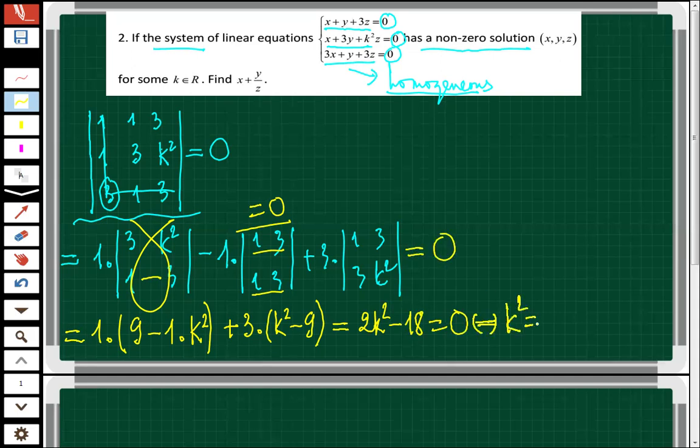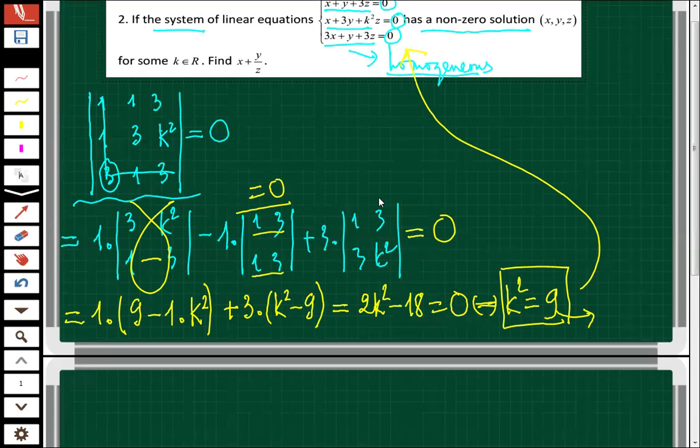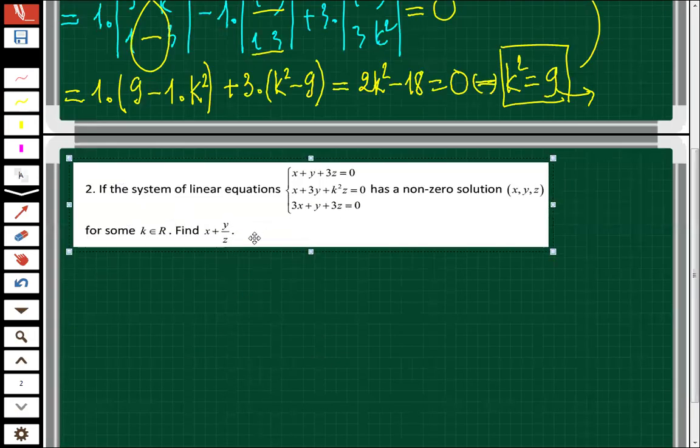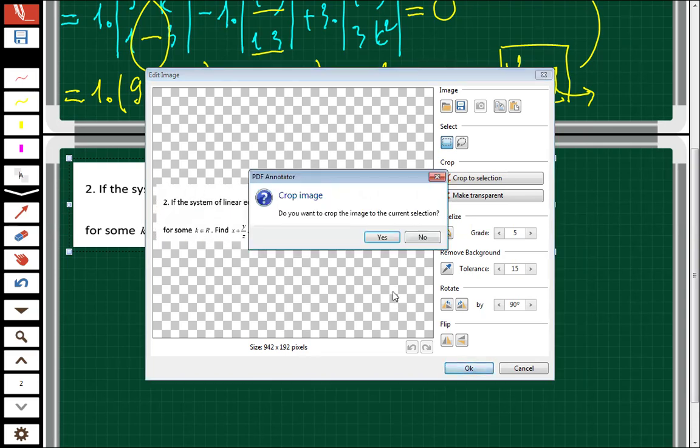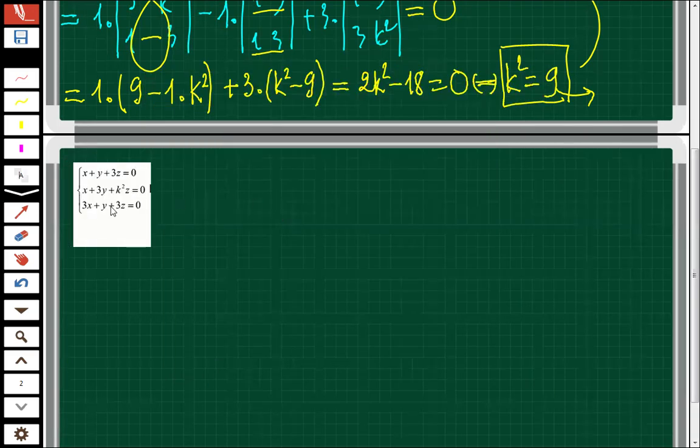k squared equals 9. Number 9. It is very beautiful. Do you see that? With k squared equal to 9, we come back to solve the system. I will copy it and put it here. Let me crop it. It is very simple. We only need to replace k squared by the number 9. Let me zoom in.